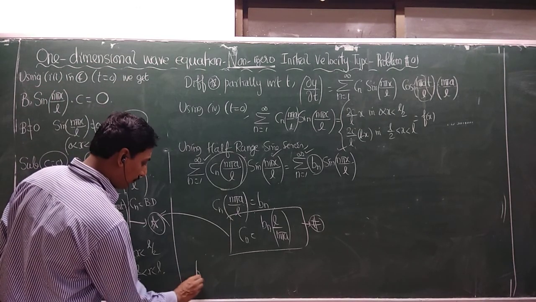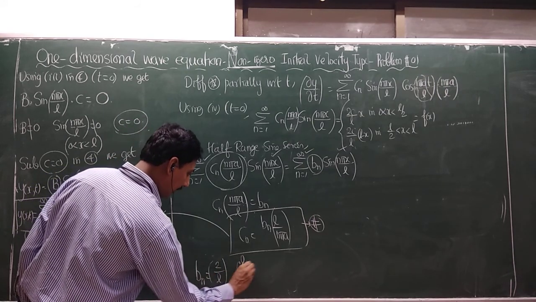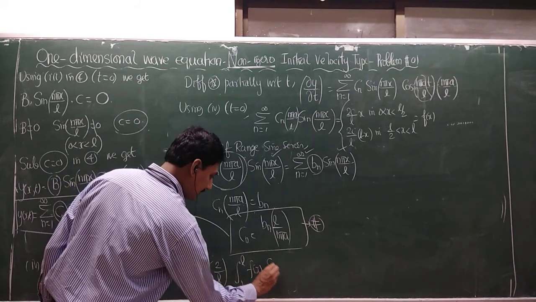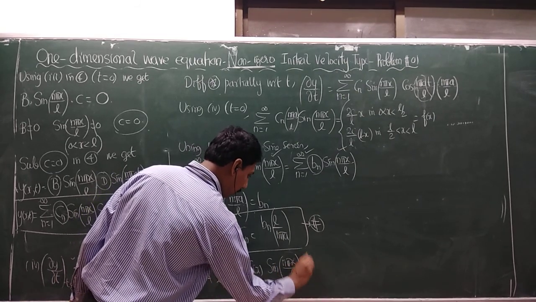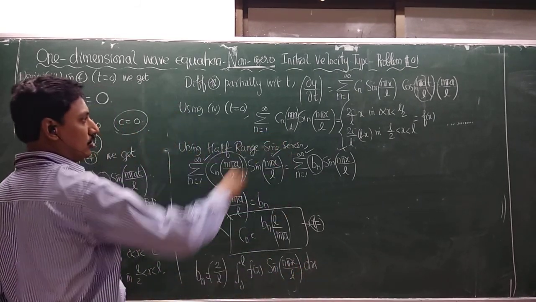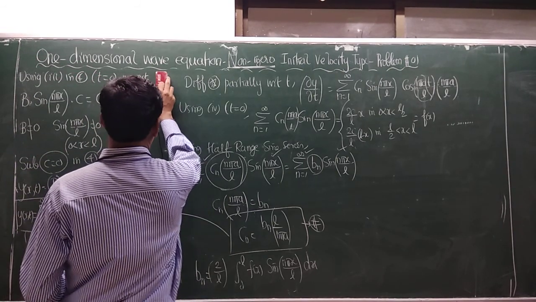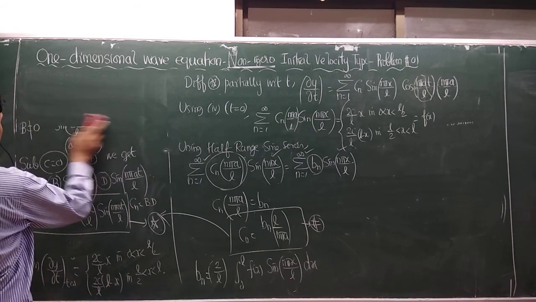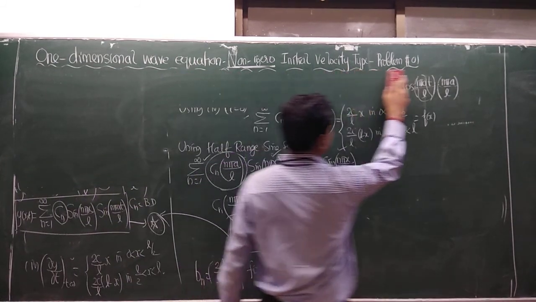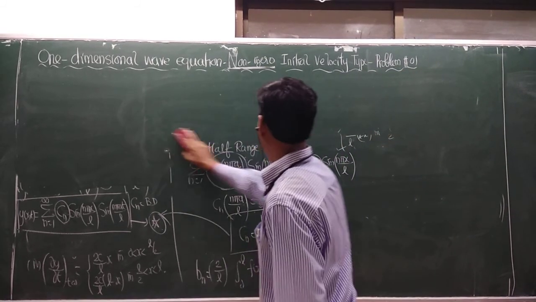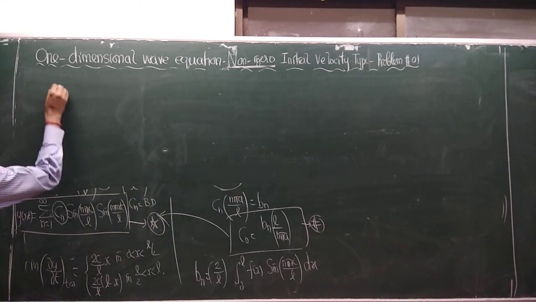So can we go for the formula? Bn is equal to 2 by L integral 0 to L f of x sin n pi x by L into dx. Now the function f of x is given in 0 to L by 2 and L by 2 to L. So can we go for the Bernoulli formula? Yes, you are correct. Let us apply the Bernoulli formula. You will get the Bn value. So what is the Bn now?